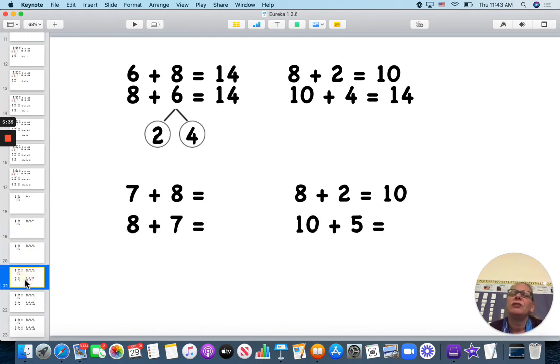Now I'm going to do the same thing over here. 7 plus 8 and 8 plus 7. So from up here, I know that I have to give the 8 2. 8 and 2 is 10. Here's 8. I have 2 fingers folded. So if I take 2 away from here, I have 5 left over. 10 plus 5 is 15. That means 7 plus 8 and 8 plus 7 is also 15.